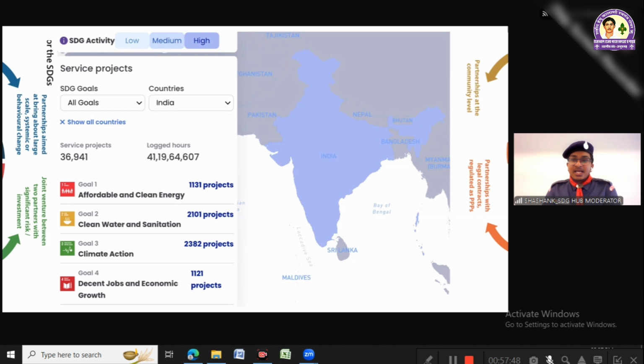Very few countries have achieved this feat on SDG Hub. And I hope that we continue to keep the momentum going and try to approve more and more service projects and maximize our contribution towards sustainability.